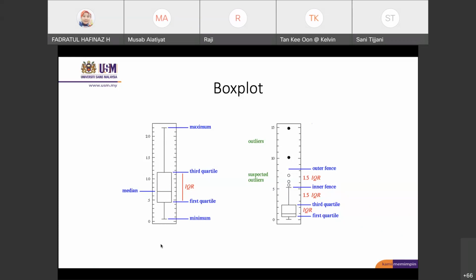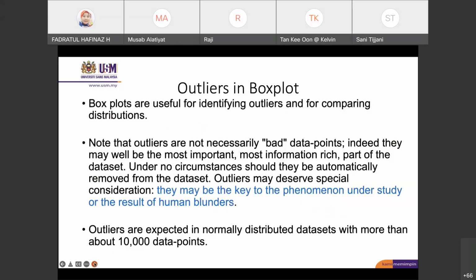So an individual outlying data points are displayed as unfilled circle for suspected outliers. Okay, the one with the white dots, all right, or the filled circle for outliers. Okay. So if you can see, can you see my mouse? Okay, this one is the suspected outlier, the white dots, while the black dots, these two black dots is the real outliers. Okay.